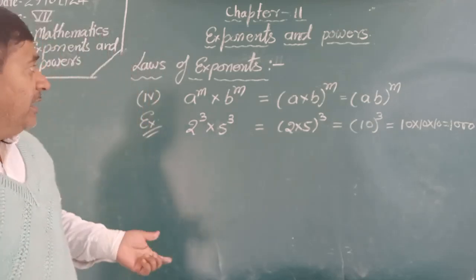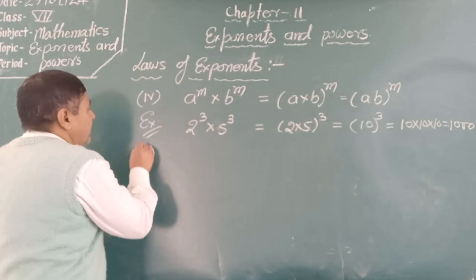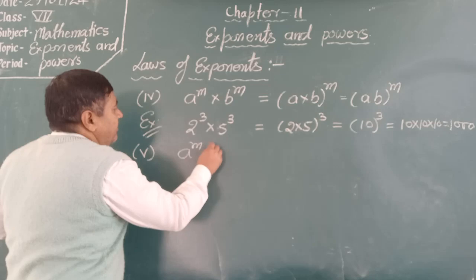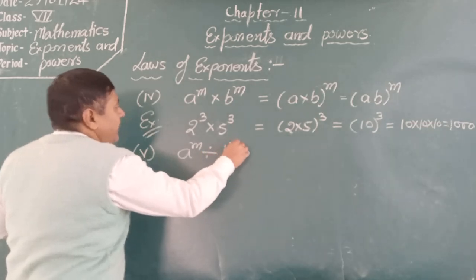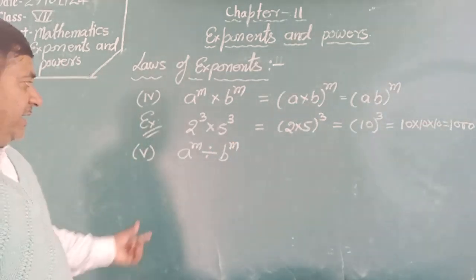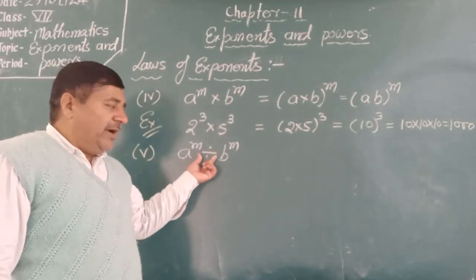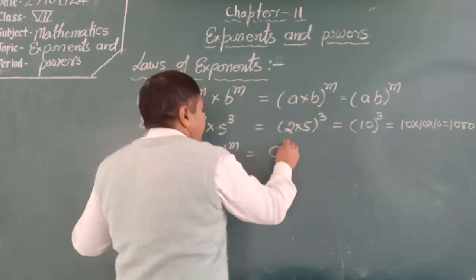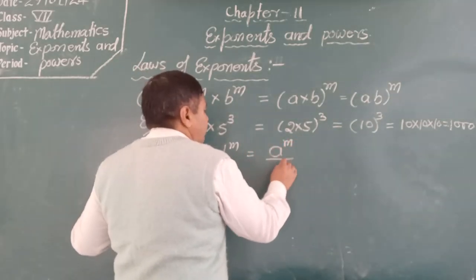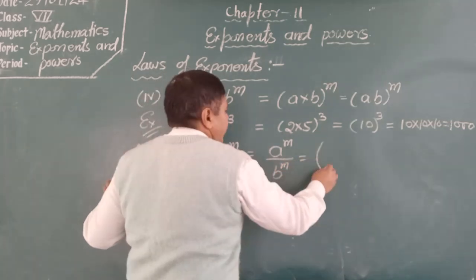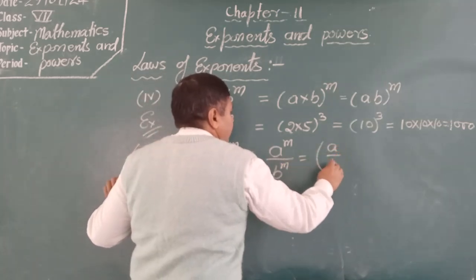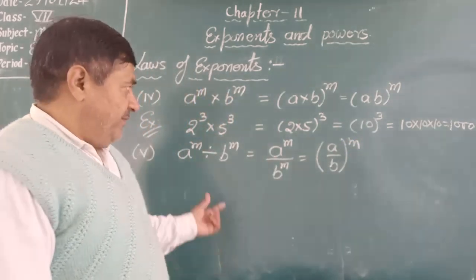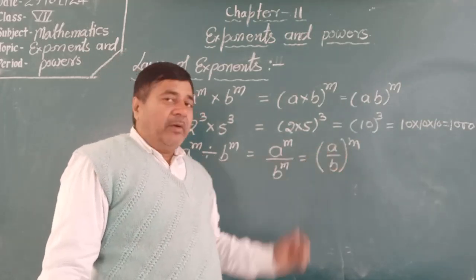Okay, now next, the fifth law is a to the power m divided by b to the power m. That means you can write a to the power m upon b to the power m. This means (a upon b) to the power m. Okay, we can write (a upon b) to the power m.